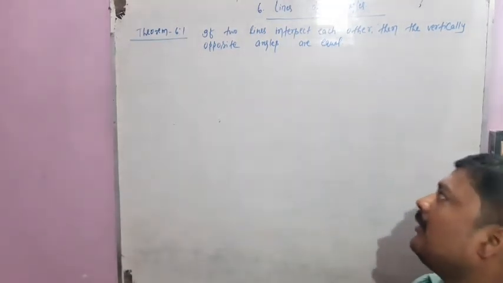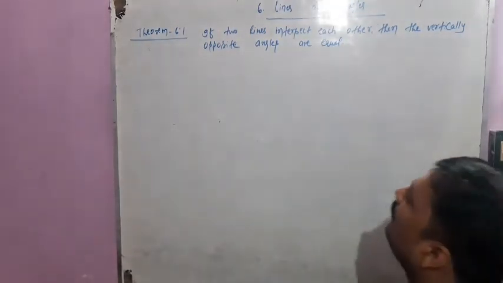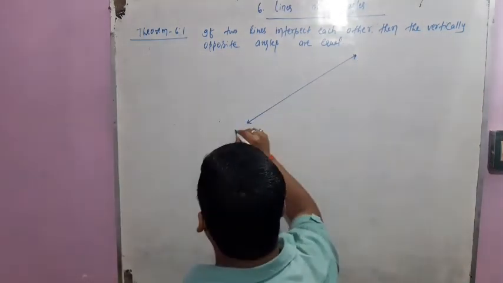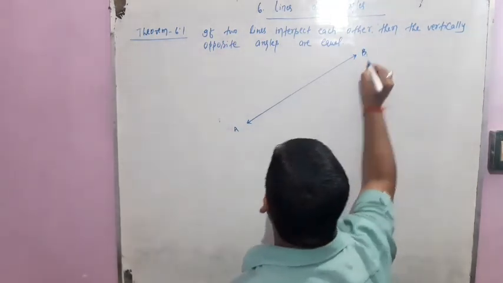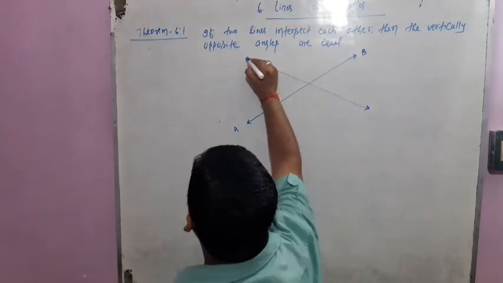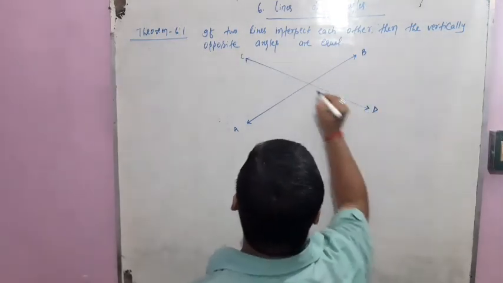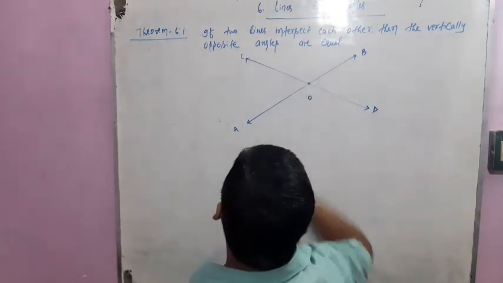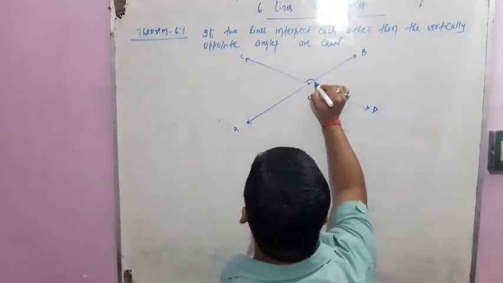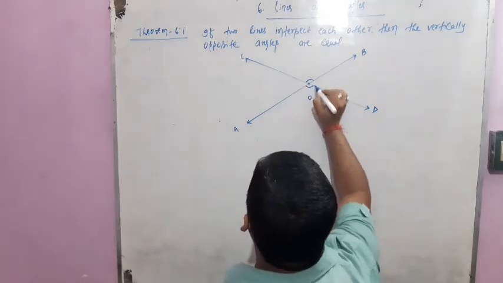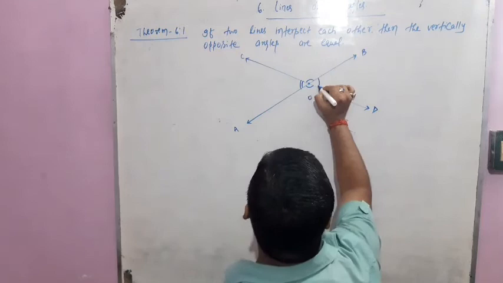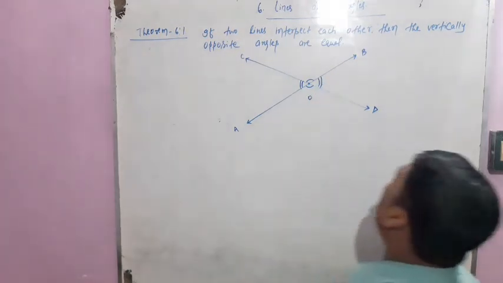Okay. Now look here, students. Theorem 6.1. What do we have to prove? Suppose here there are two lines. One line is AB and the second line is CD. Both intersect each other at a point O. Then what do we have to prove? We have to prove angle COB is equal to angle AOD, and angle AOC is equal to angle BOD. This is what we have to prove.